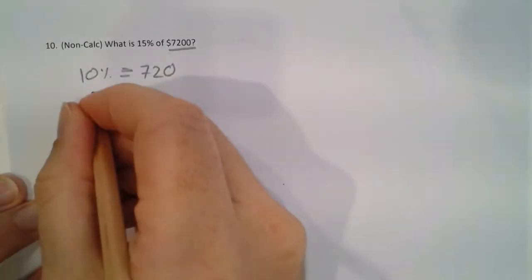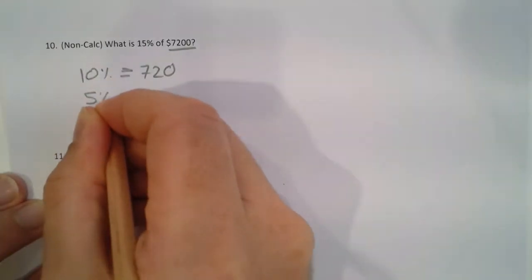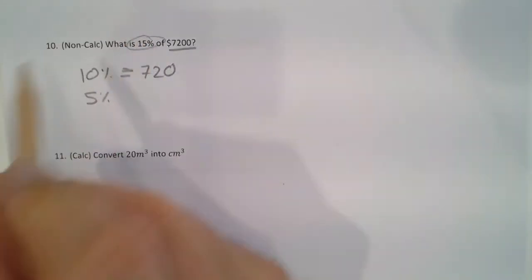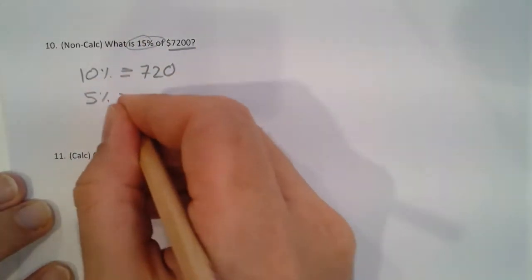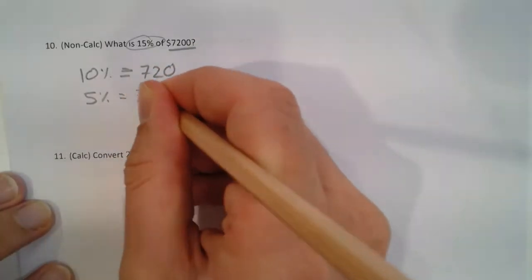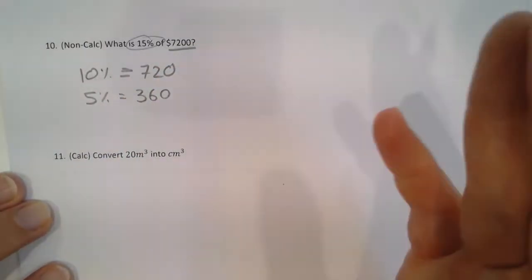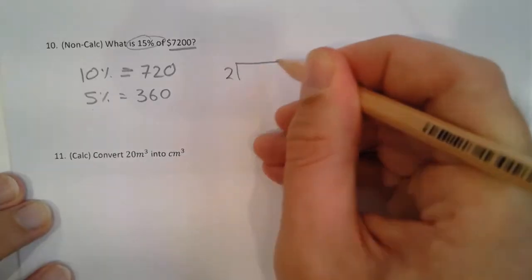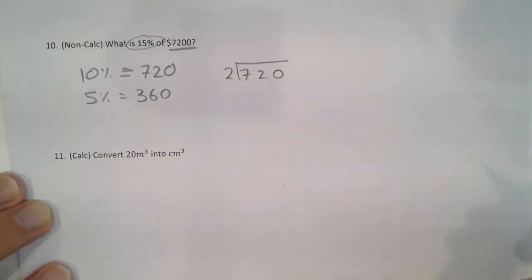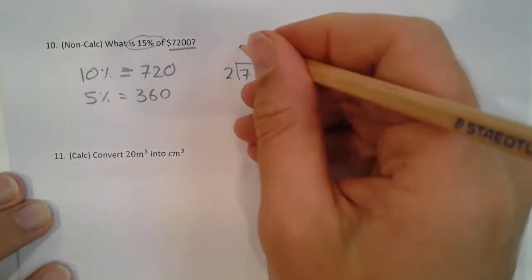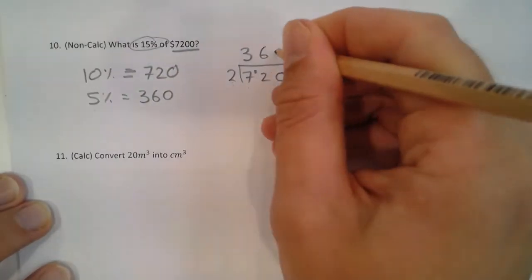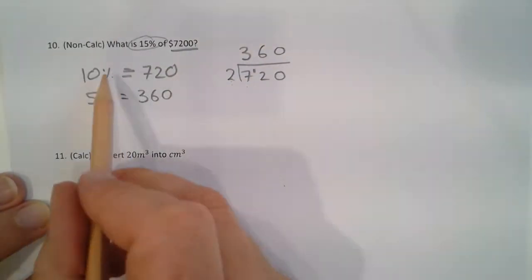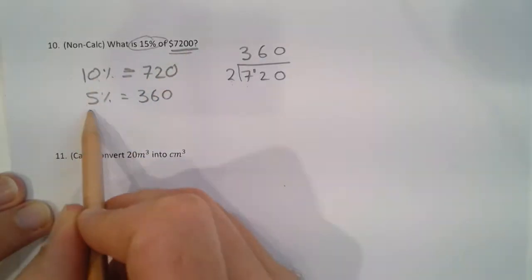If that's 10%, I now need 5%. That's because I want to eventually get to 15. So half of 10 is 5, half of 720 is 360. I'll just prove that. To half something, you divide it by 2. 2 goes into 7 3 times, remainder 1. 2 goes into 12 6 times, 2 doesn't go into 0. So 10% is 720, 5% is 360.